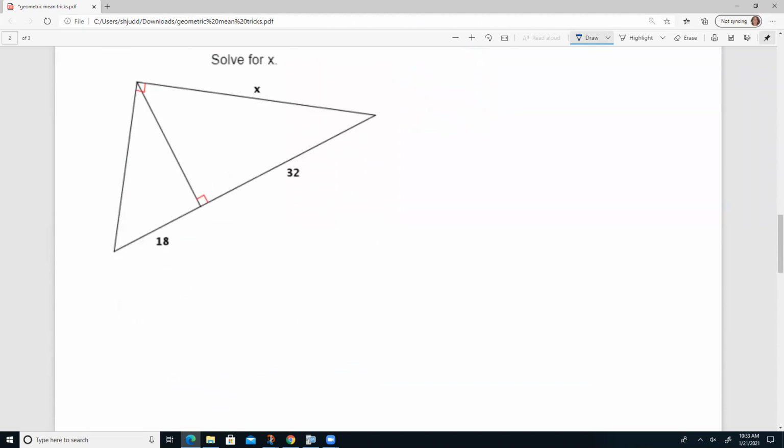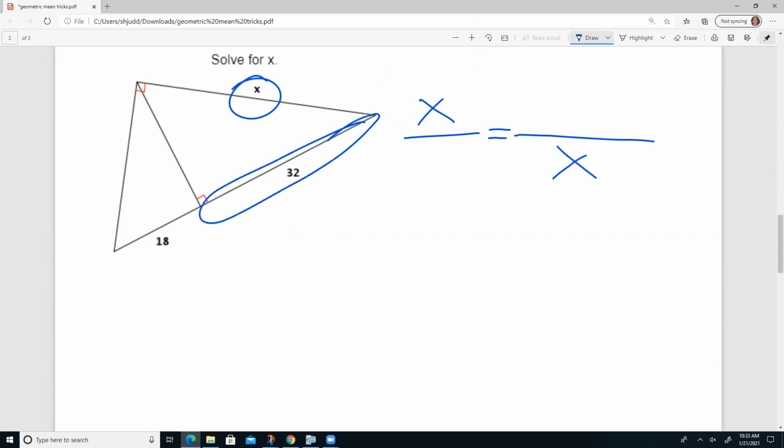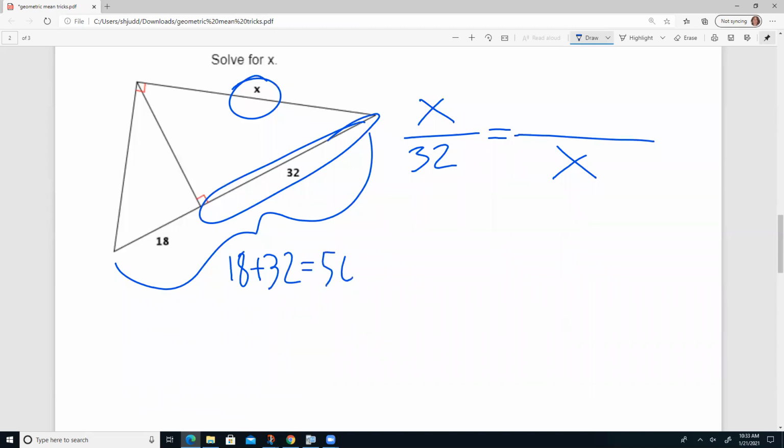Now, if we look at this one, are we given an altitude? No, we're given a leg. Remember, the leg is still the thing that doubles. So I've got x here and x here. And then I'm going to look at the piece of the hypotenuse that's close to the leg. That's 32. And then the whole hypotenuse, well, that's 18 plus 32, which equals 50.